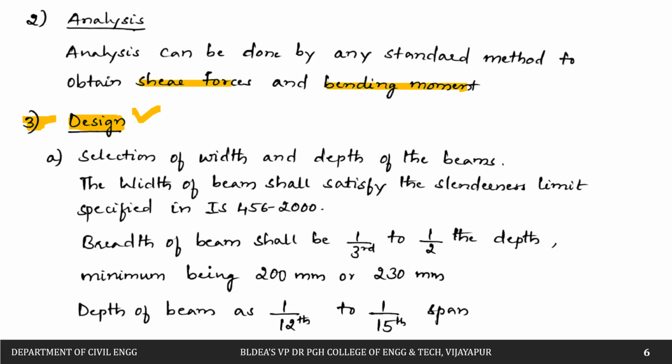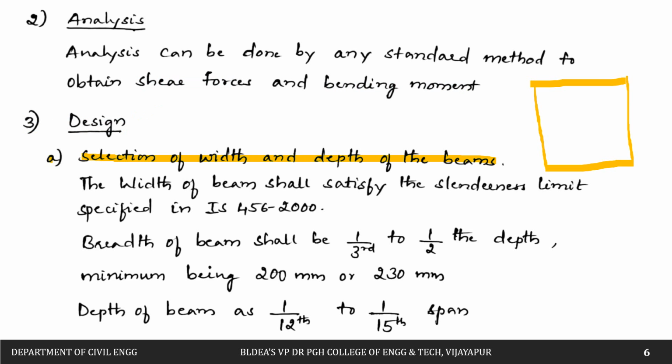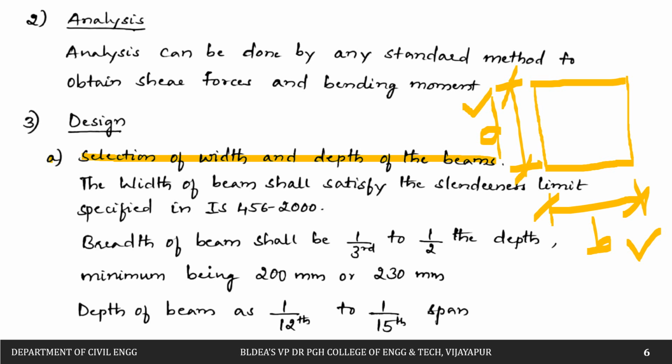So now, how to design the beam? We will see step by step. There are a number of steps that we are going to follow. First one is selection of the width and depth of the beam. If you take any beam, it is going to have a certain width and a certain depth. So the first aim of the designer is to fix what should be the width of the beam and what should be the depth of the beam.